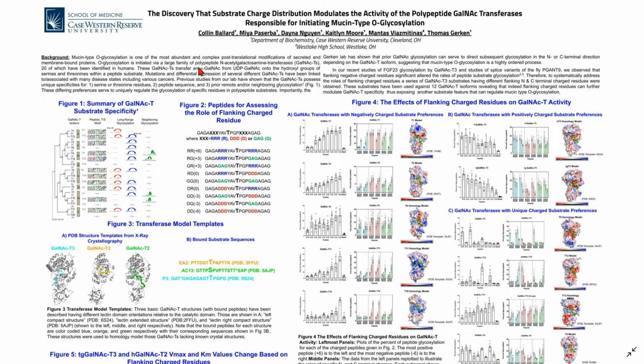O-Glycosylation. Mucin-Type O-Glycosylation is the transfer of an alpha GalNAc from UDP GalNAc onto the hydroxyl groups of serine and threonine residues within a peptide substrate via N-acetylgalactosamine transferases. We have seen that there are many unique specificities for these transferases for serine and threonine residues, peptide sequence, prior, remote, and or neighboring glycosylation.